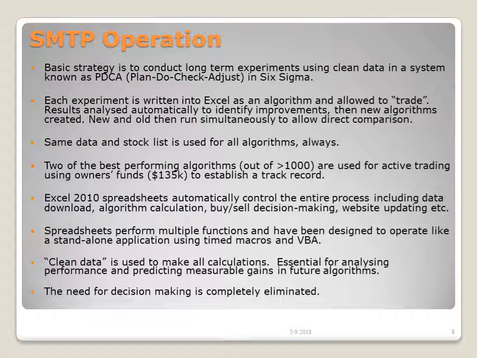Now a few words on how SMTP operates. The basic strategy is to conduct long-term experiments using clean data in a system known in Six Sigma as PDCA: plan, do, check, adjust. Each experiment is written into Excel as an algorithm and allowed to trade.